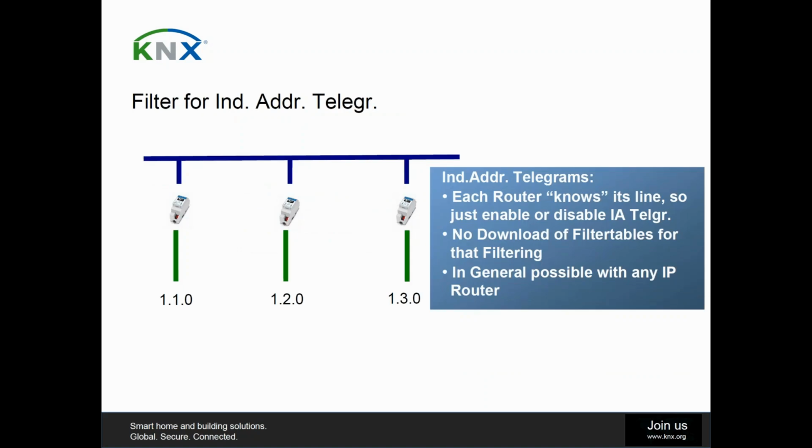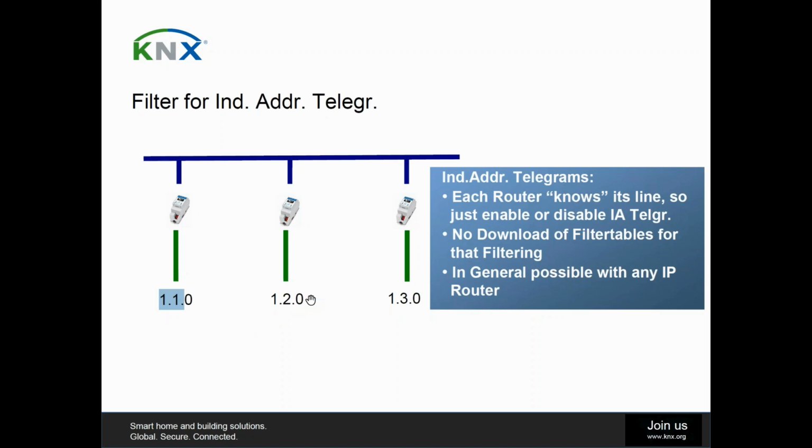So now, as we have seen the basic setup, I go over the routing and the filtering. On the one hand, we have, of course, filtering for individual addressed telegrams. That means each router, of course, knows its line. So this router, as it is programmed to 1.1.0, will know that any other device starting with 1.1. will be in its line. So if there is a telegram coming from over here, it will immediately know if it's for its line or not. And the same is here.